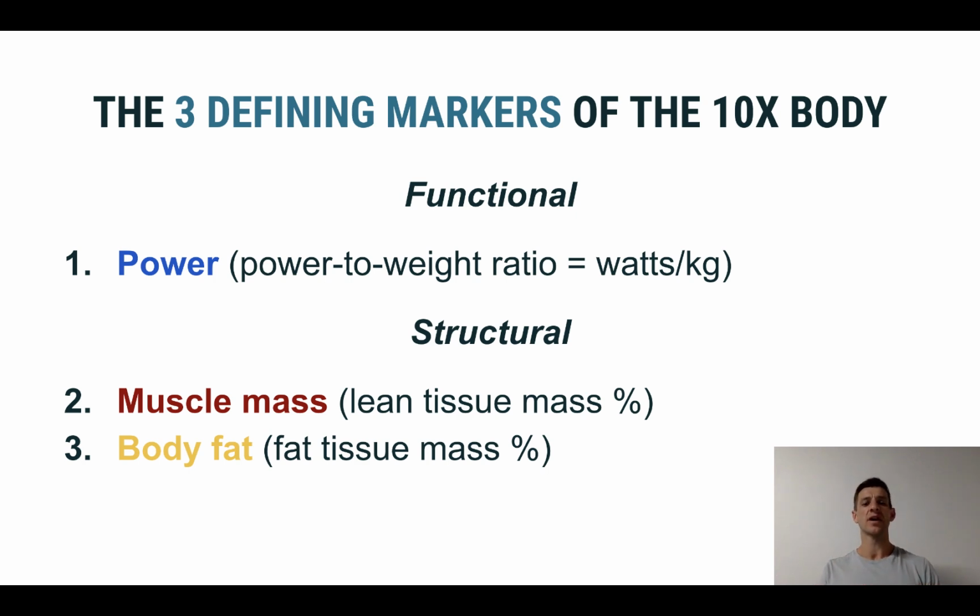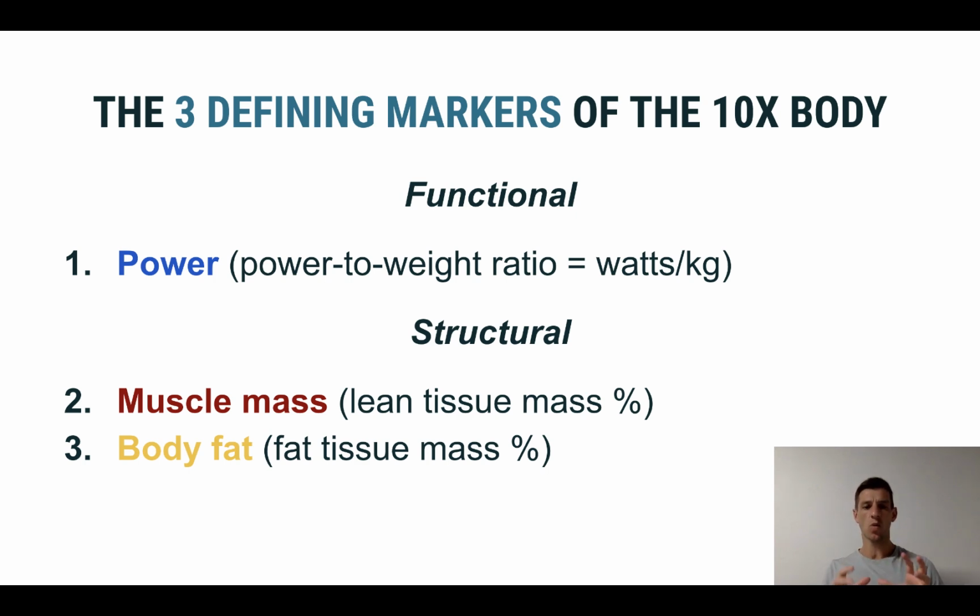And then we have 2 structural markers of the body, muscle mass and body fat. Now, really, at the end of the day, if you ask anyone, if you ask yourself what really matters to you, it really comes down to this. We all just really want to look our best, feel our best, and function our best, right? This is really what it comes down to.